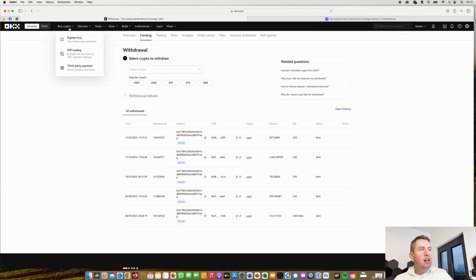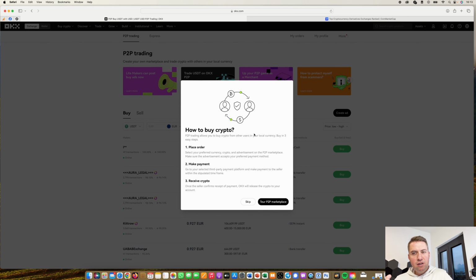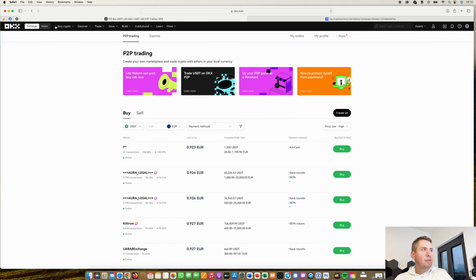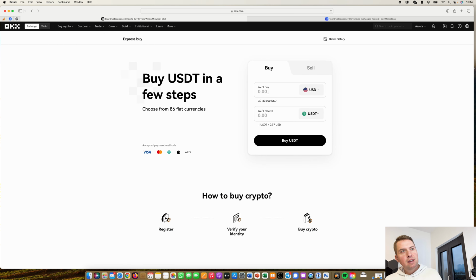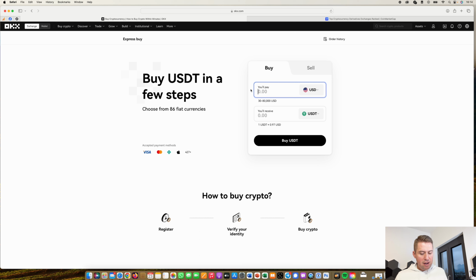As I said, what you can't really do is deposit euros or any other regular currency like British pounds or Australian dollars and so on. What you can do is use Express Buy. That basically gives you the option, if you have US dollars or euros, to easily buy USDT with that. However, the fees for that are quite high.